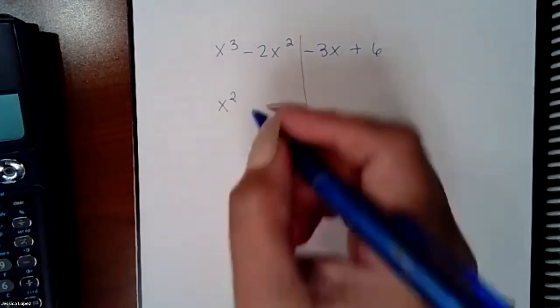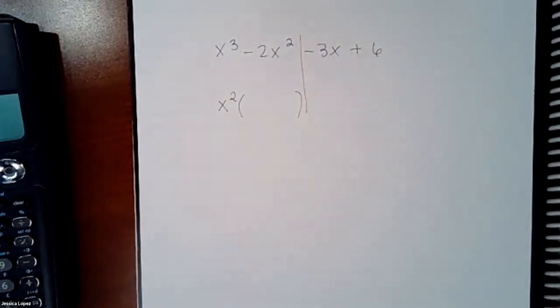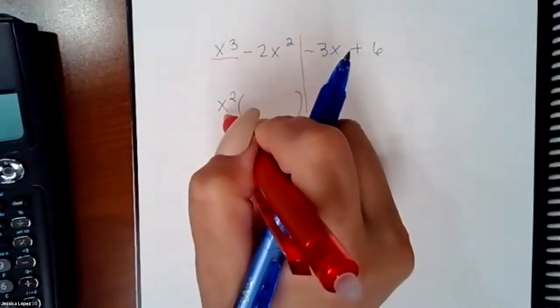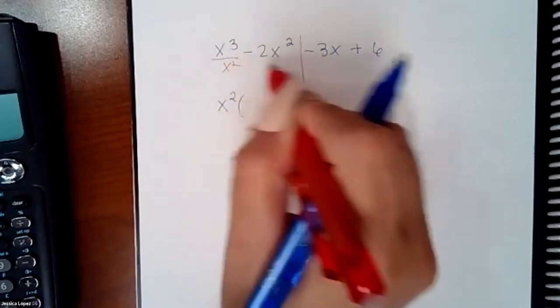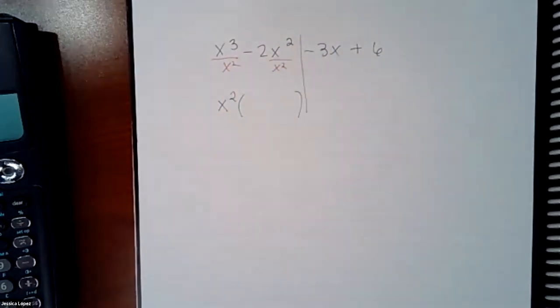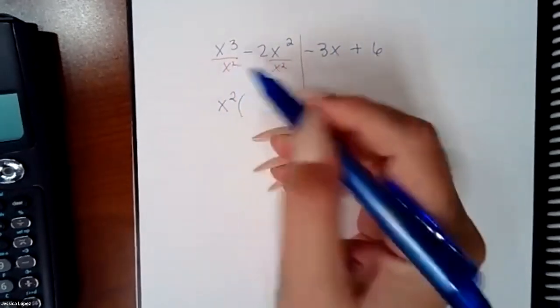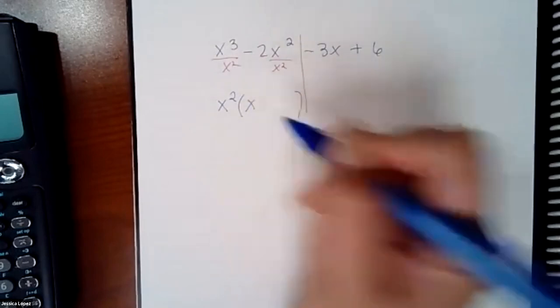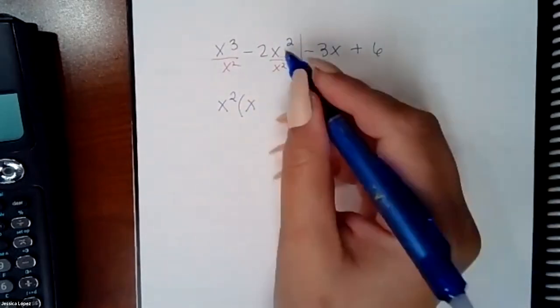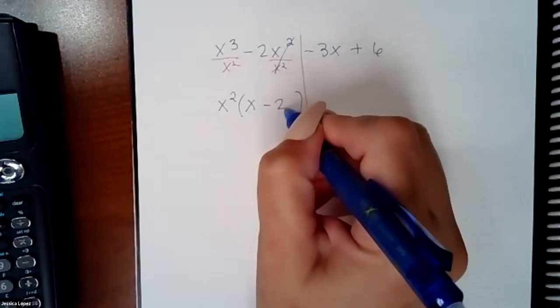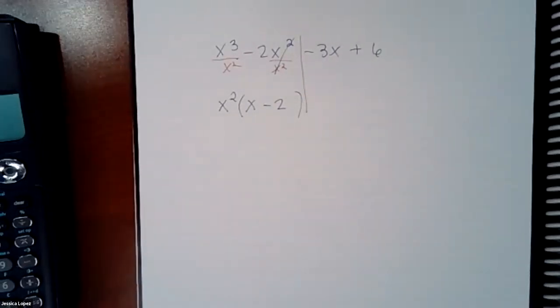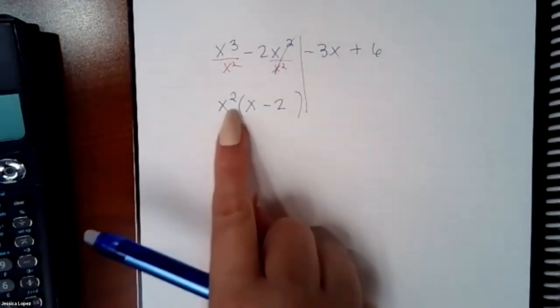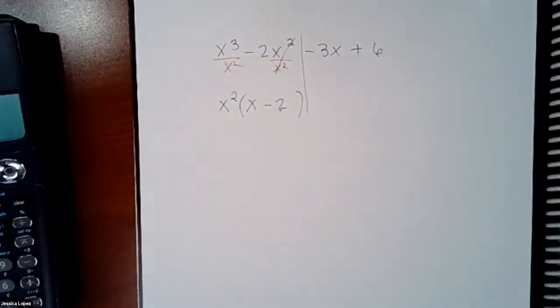So remember what I told you, the little cheater way of doing it? It's the lazy way. Whatever you took on the outside, just put it under here and put it under there. And then X cubed divided by X squared is just X to the one. Here the X squareds cancel and I get minus two. If you're not sure if you did that correctly, distribute this and make sure you get those two terms, okay?